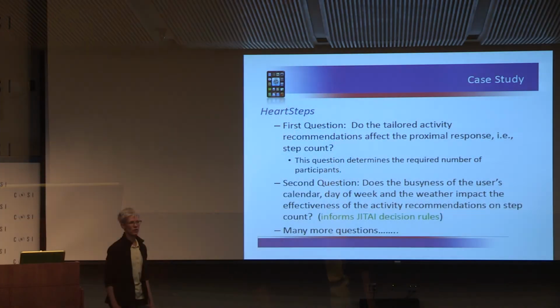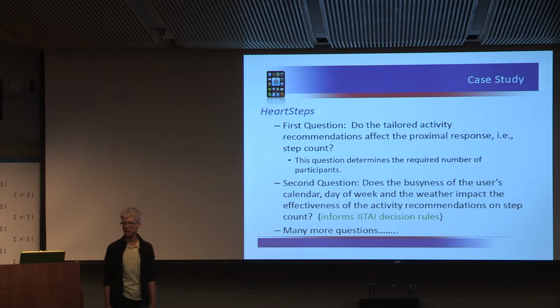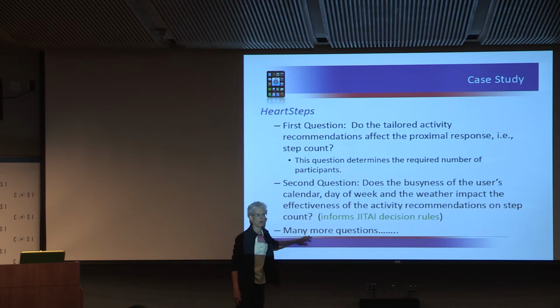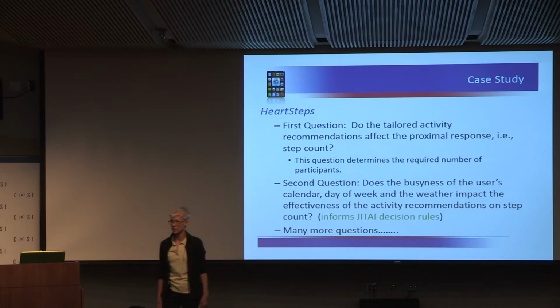And here, a natural second question is, does the busyness of the user's calendar, say the day of the week, if it's weekend versus weekday, does the weather impact the effectiveness of those activity recommendations? These are, in the words of the behavioral scientists, questions about moderation, right? You can imagine many, many more questions that you might investigate. For example, there may be baseline characteristics of individuals which would lead to more responsivity to messages versus not, and so on. Stress may be a big factor here.